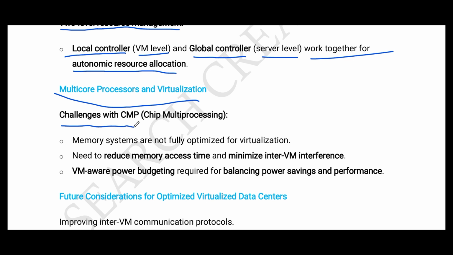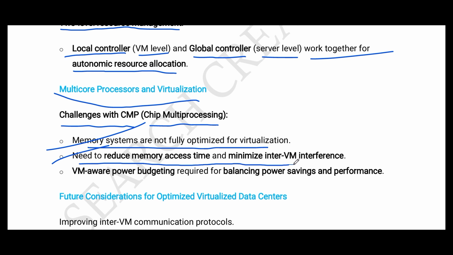Challenges in CMP, like chip multiprocessing, which are memory systems are not fully optimized for virtualization, need to reduce memory access time and minimize inter-VM interference. Lastly, VMware power budgeting required for balancing power saving and performance.